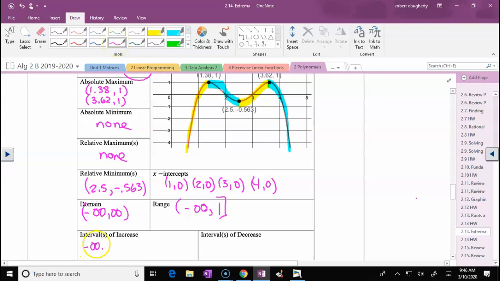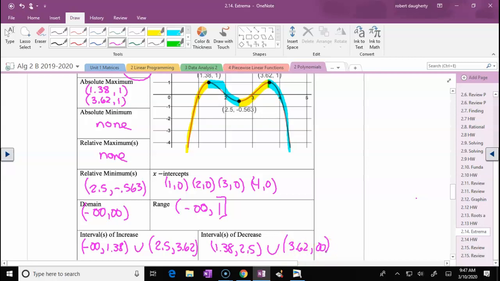Okay, so the intervals of increase, what is the first interval of increase? Negative infinity to 1.38. These are all x values. What is the next interval of increase? 2.5 to 3.62. Now the intervals of decrease. What's the first interval of decrease? 1.38 to 2.5. And then the next interval is what? 3.62 to positive infinity.